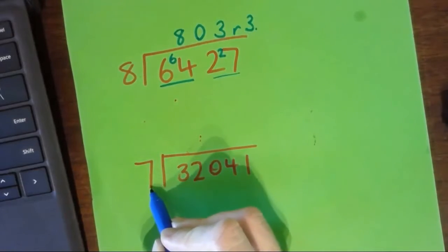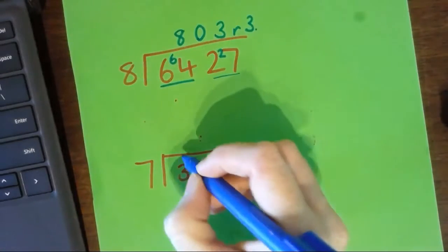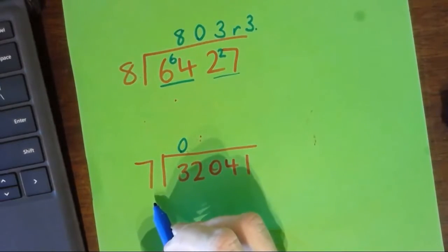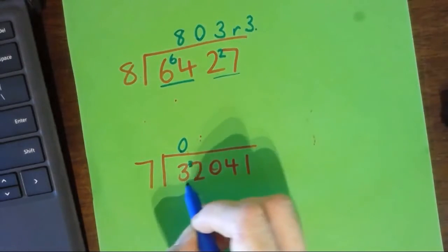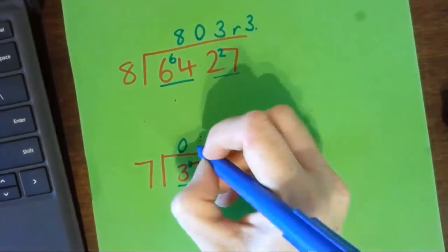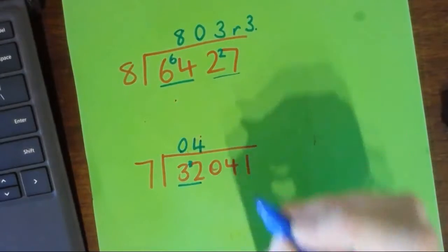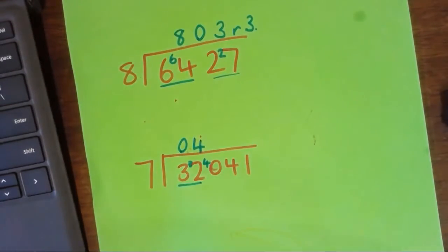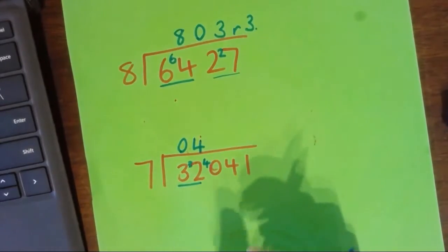Moving on, we've got 7 into 3 goes 0, so I'll still put my 0 even though it's at the front, just out of habit, and I've got 3 remainder, or 32. 7 into 32 goes 4 times. Okay, with 4 remainder, because we've got to 28, 7 4s are 28.